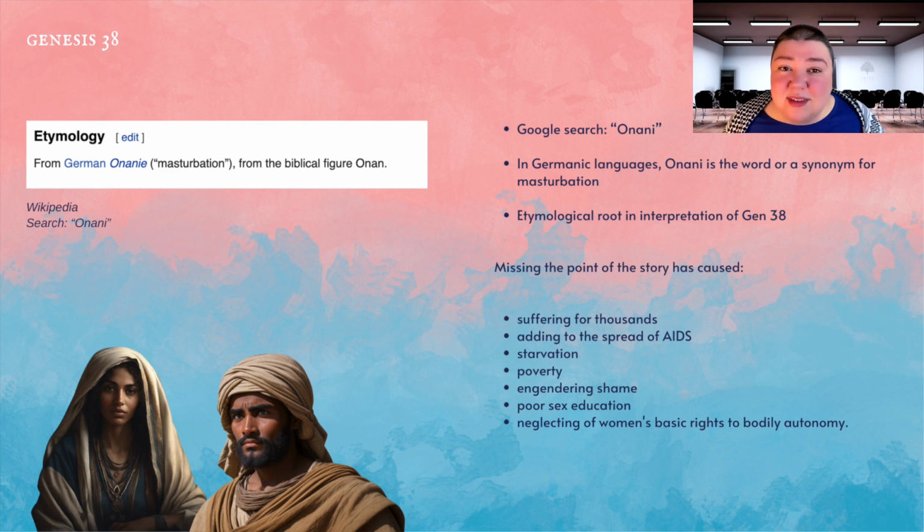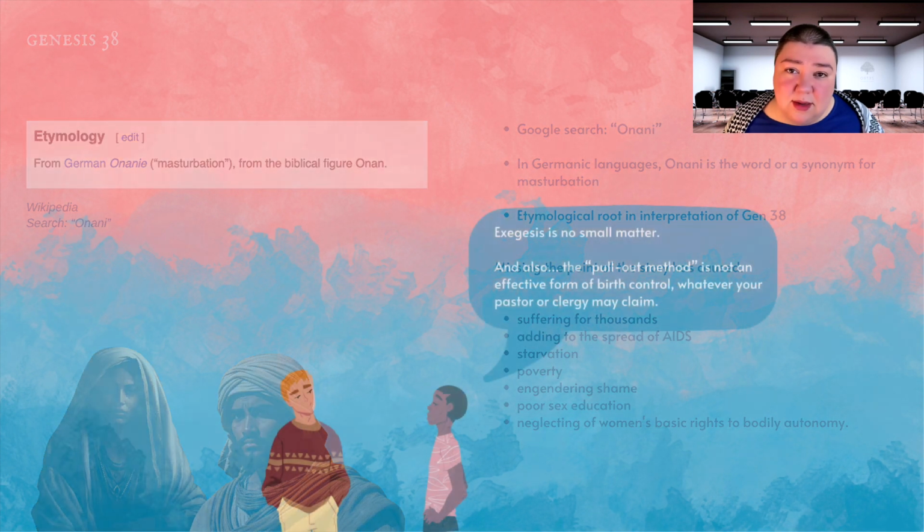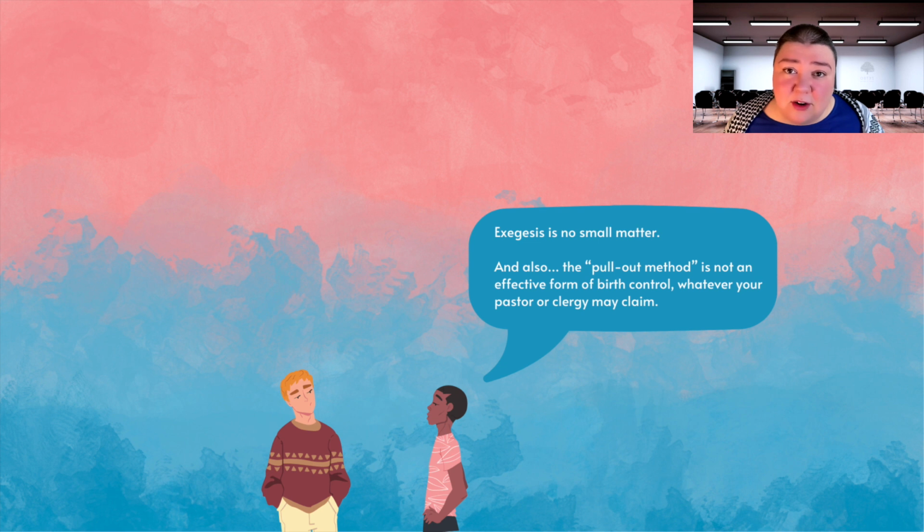And so a story about how seriously God takes the exploitation of women in society becomes redirected to instead be about everything from masturbation to contraception to sacred semen, all the while entirely missing the point of the story. And by missing the point of the story, historically causing suffering for thousands, adding to the spread of AIDS, starvation, poverty, engendering shame, poor sex education, and neglecting women's basic rights to bodily autonomy. Exegesis is no small matter.